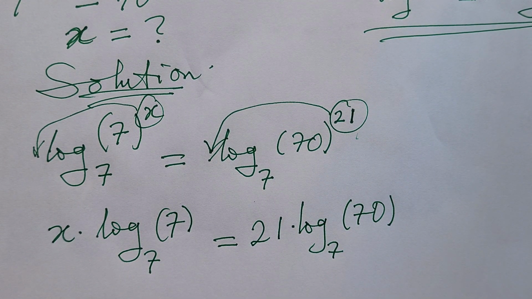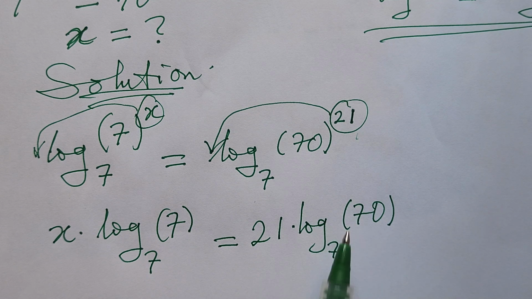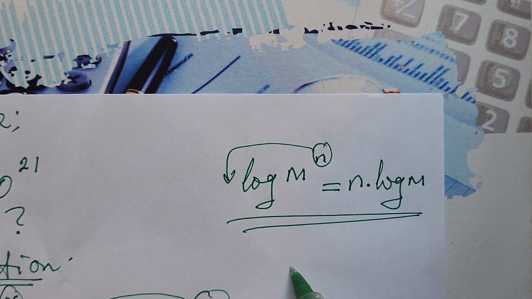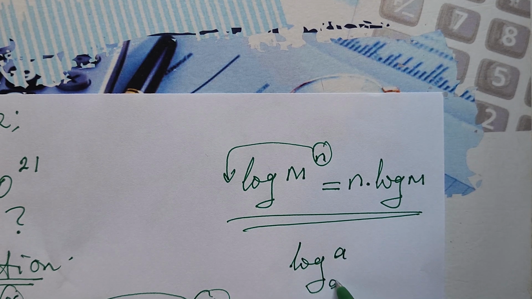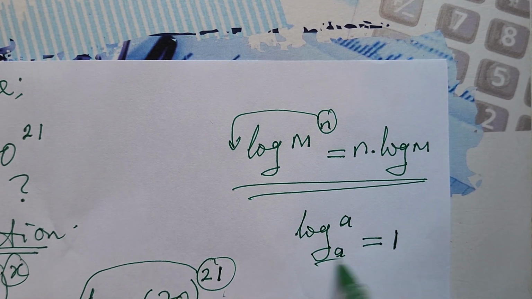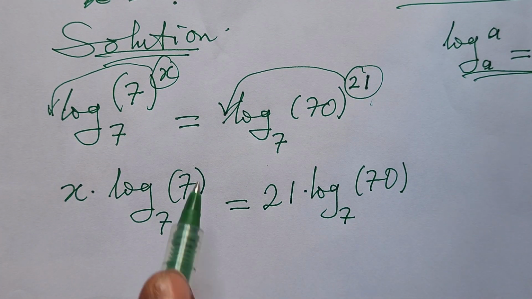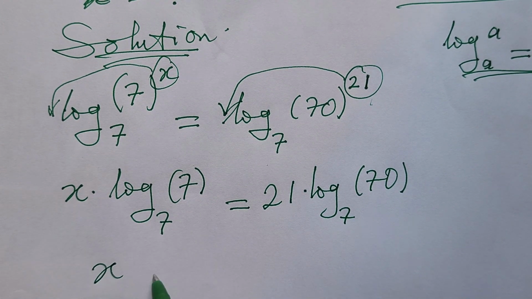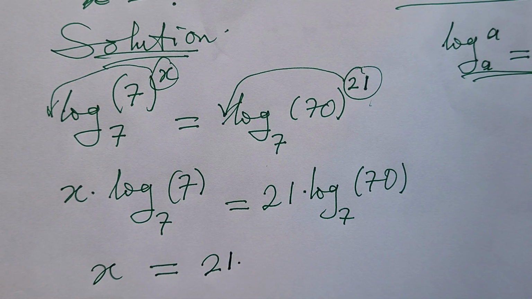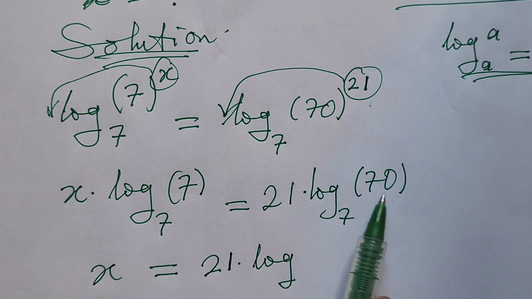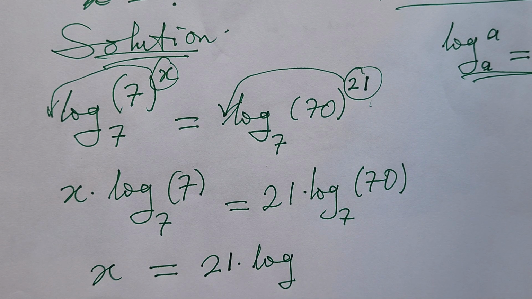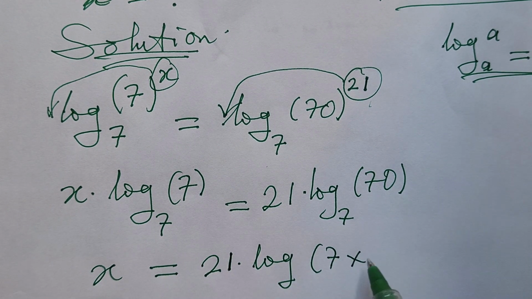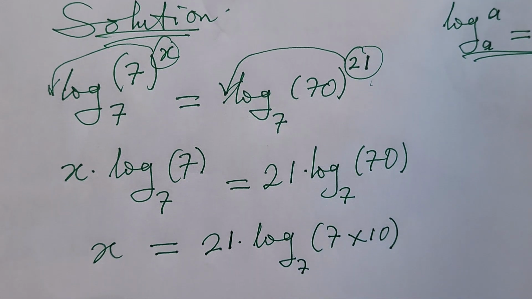Now from here, we apply two more rules: the same base law, and also we're going to simplify this. First of all, let's look at the same base law. It says that log a base a is equal to 1. So we're going to apply it here, and the whole of this will give us 1. So we have x equals 21 times log of 70. We can split this 70 into 7 times 10, because of this base 7 here. So we have log base 7 of (7 times 10).